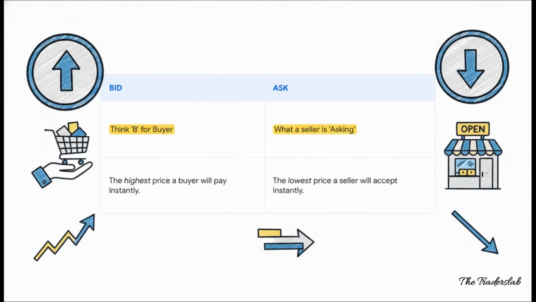Let's break this down to make it really easy. Just think B for bid, B for buyer. The bid is the highest price someone out there is ready to pay right now. And the ask, well, that's the lowest price a seller is willing to accept instantly. These two numbers represent the best possible prices for an immediate trade.